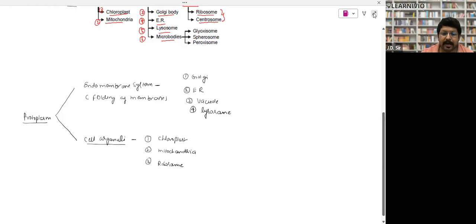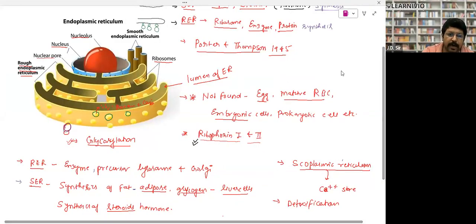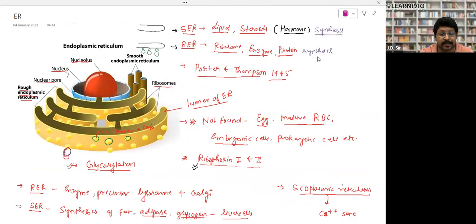Put heading A, endoplasmic reticulum. First, let me tell you what the endoplasmic reticulum is and what its function is. Some scientists consider that the endoplasmic reticulum is made up of the folding of the nuclear cover or nuclear membrane. If some ribosomes get attached at the surface of the endoplasmic reticulum, it is called rough endoplasmic reticulum. If there is no attachment of any ribosome, it is called smooth endoplasmic reticulum.